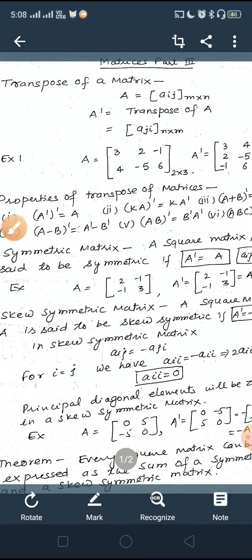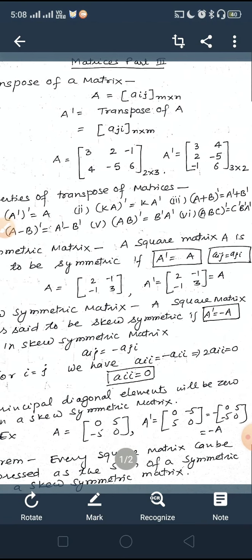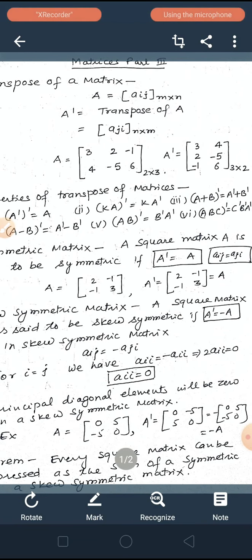Let us take an example. Here A is equal to [3 2 -1; 4 -5 6]. If we take the transpose of this matrix, it will become A dash is equal to [3 4; 2 -5; -1 6]. Now the order has become 3 cross 2, whereas the order of its original matrix was 2 cross 3. Now as per the definition of transpose of a matrix, it has become 3 cross 2.